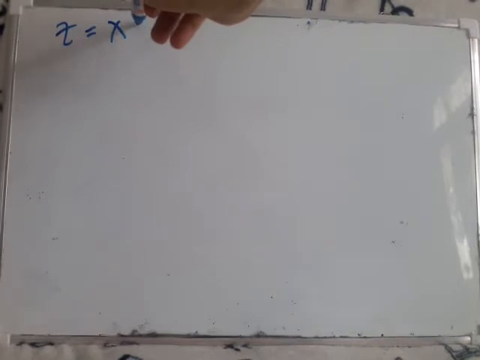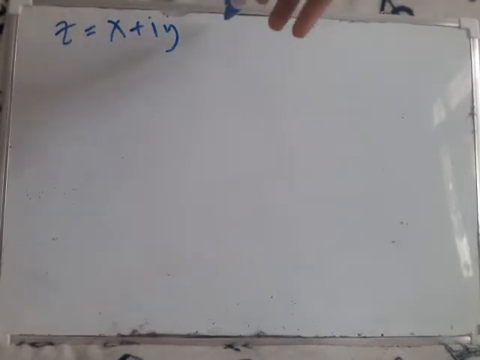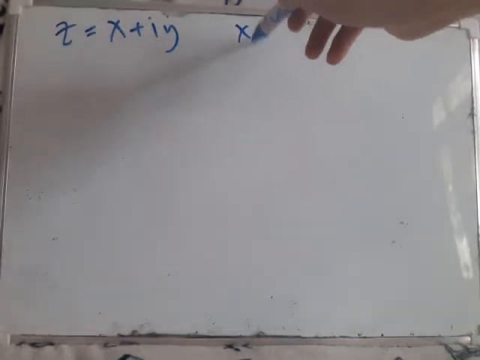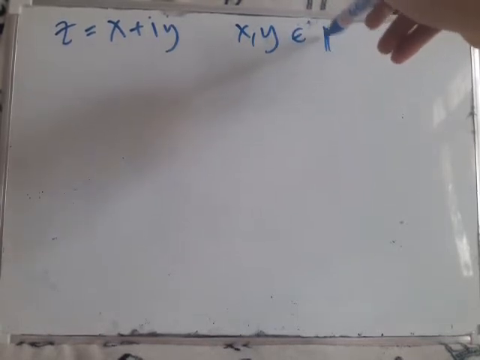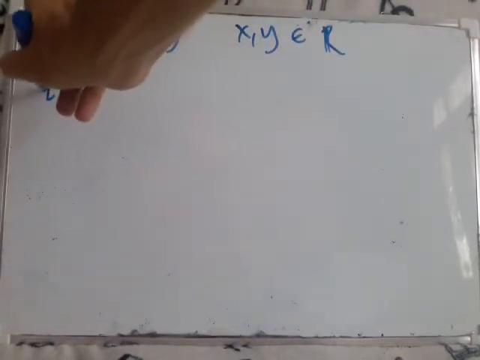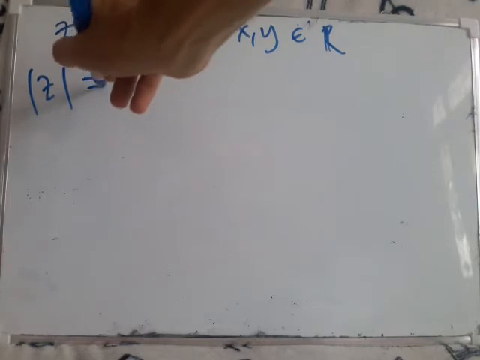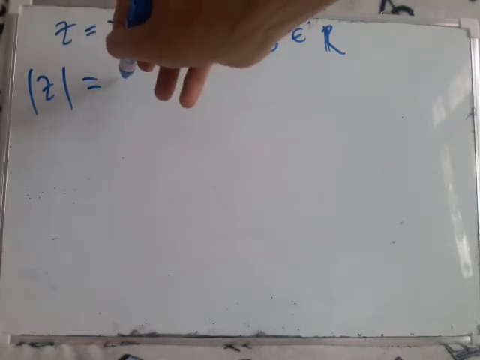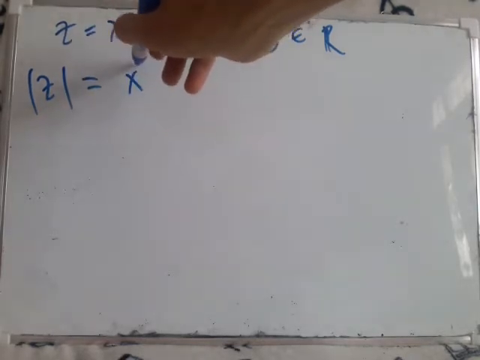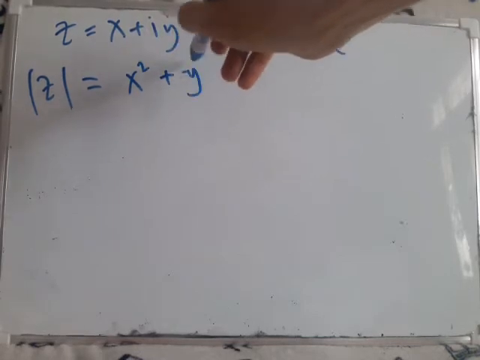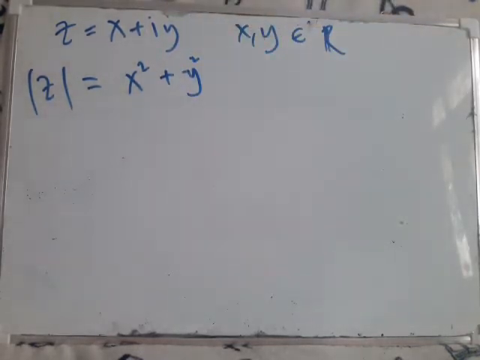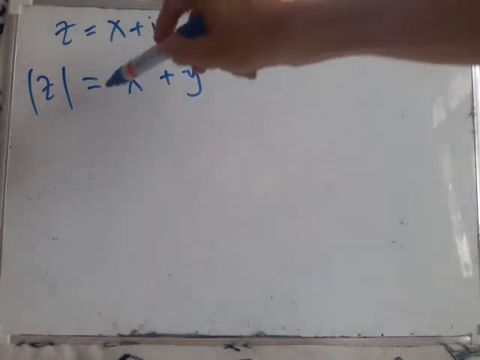The modulus of a complex number. So we've got a complex number z equals x plus iy. Again, x and y have to be real. So the modulus is written like this, and it's simply equal to the square root of x squared plus y squared. So by Pythagoras, it's basically the length of the vector. We think of a complex number as a vector, it's the length of that vector. Sorry, forgot the square root.